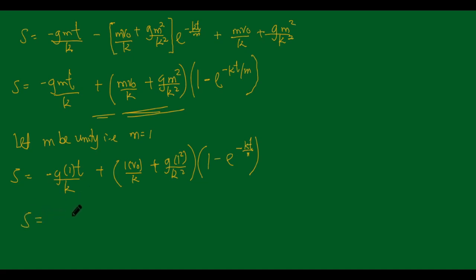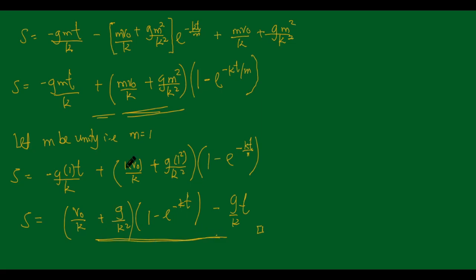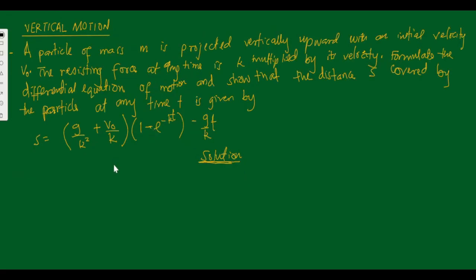So we know that s now becomes v naught over k plus g over k squared multiplied by 1 minus e raised to power minus kt, minus g over k multiplied by t. And we've arrived at the solution as required in the question. Consider this matches with what we have: v naught over k plus g over k squared multiplied by 1 minus e raised to power minus kt, minus g over k multiplied by t. So this is the solution for the question.